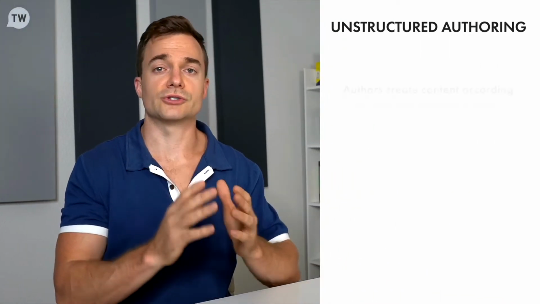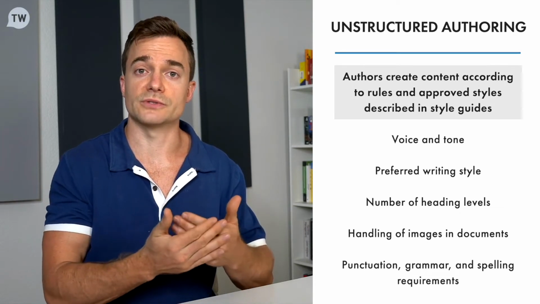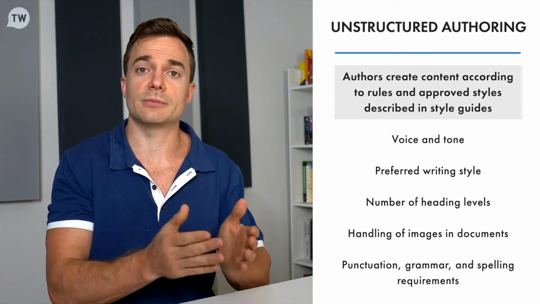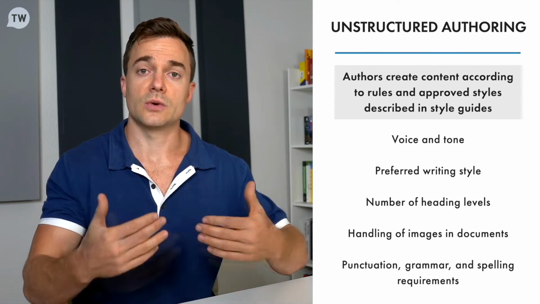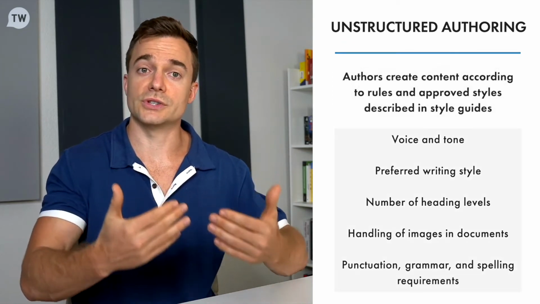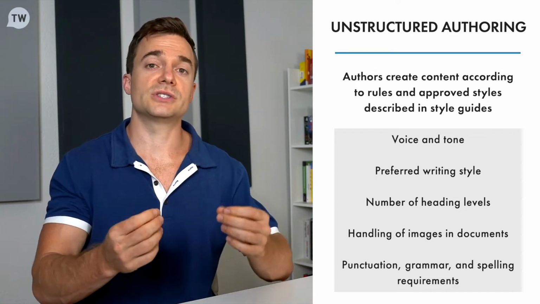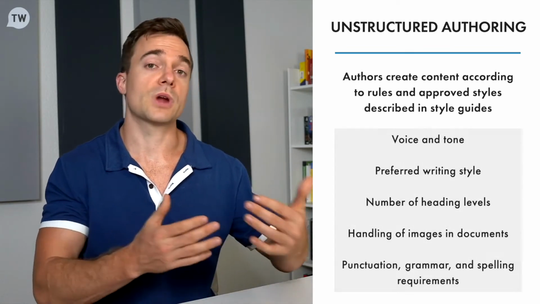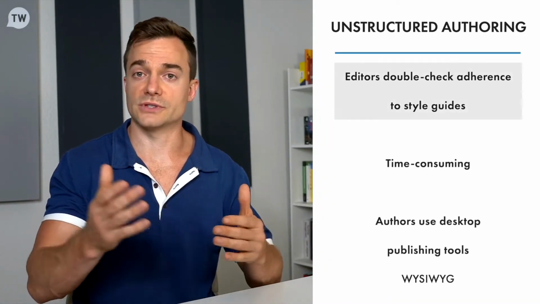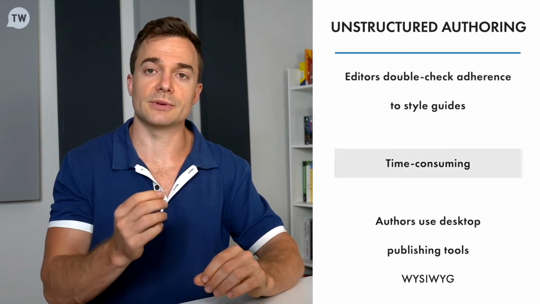So writers use unstructured authoring to create content and documentation according to rules and approved styles described in style guides. And a style guide contains a documented approach on how the writing team or how the entire company is supposed to author content, including things like voice and tone, preferred writing style, number of heading levels, handling of images and documents, and punctuation, grammar, and spelling requirements. And editors double-check adherence to the approved style guide. This manual process of ensuring style guide adherence is time-consuming.